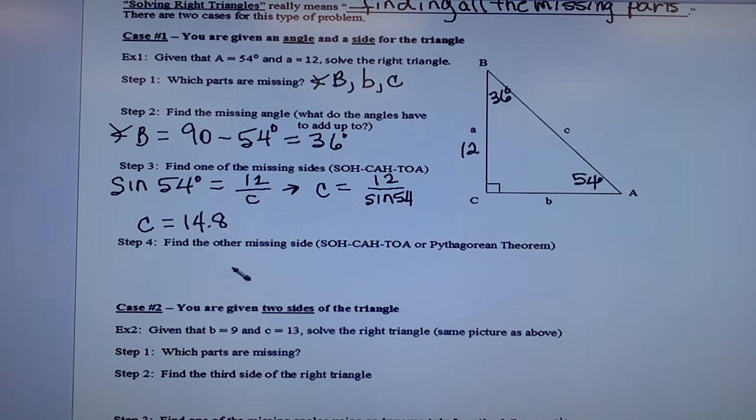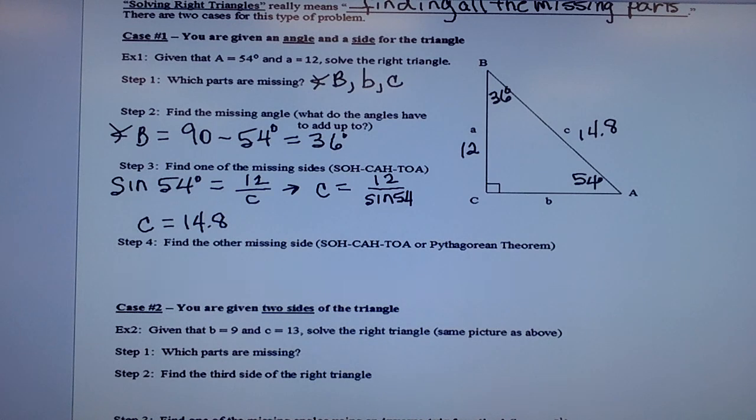So make sure you try this. Make sure you get 14.8. So several things. Make sure your calculator is in degree mode. Make sure that you're dividing so that you'll get the correct answer. All right, so far so good. So my hypotenuse is 14.8.